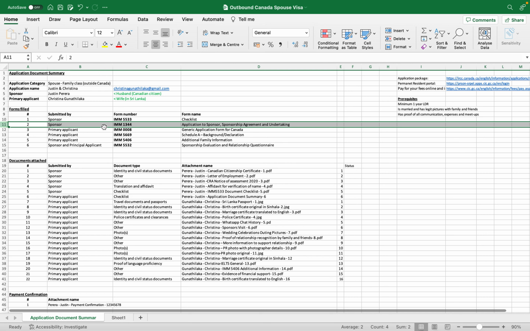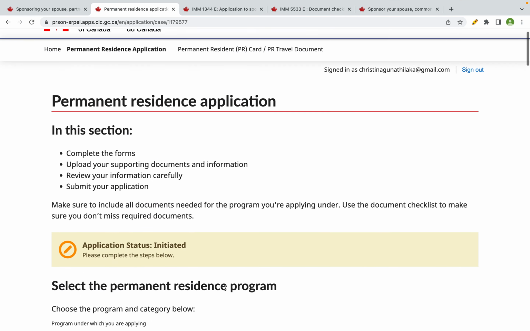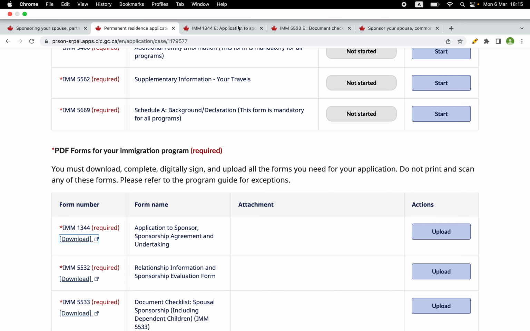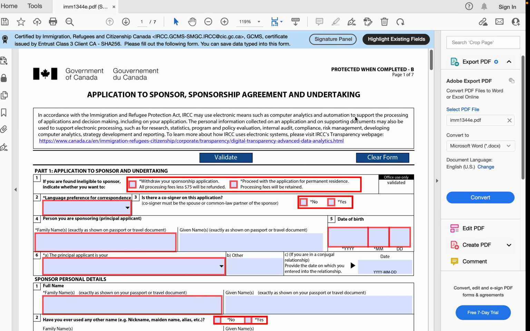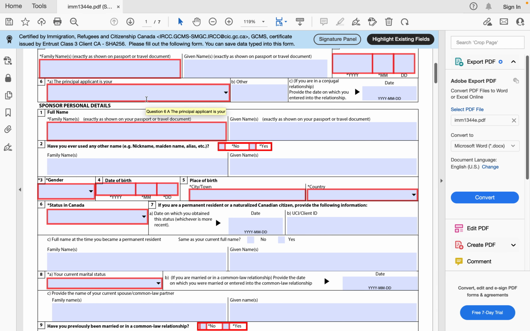And see how we should fill this form, which is a form filled by the sponsor called the application to sponsor, sponsorship agreement and undertaking. So as usual, when you log in to your account, this is the one we are going to fill. When you click on this, the system will automatically open it on your Chrome like this. What you need to do is download it and open it on your Adobe. Okay, then you will see the editable format of it.